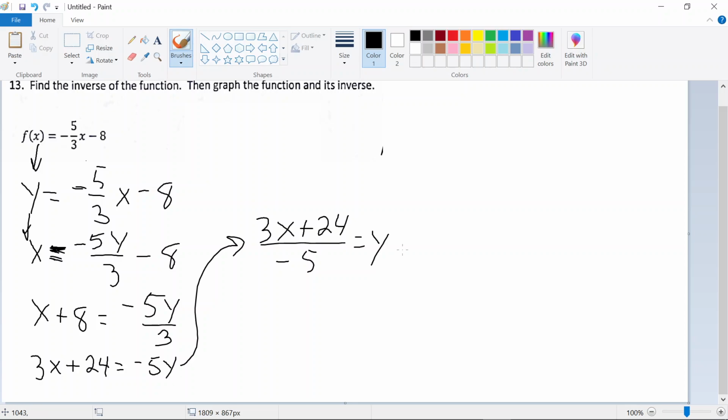How do I graph things? Well, remember, y equals mx plus b. b is the y-intercept, where it touches the y-axis.